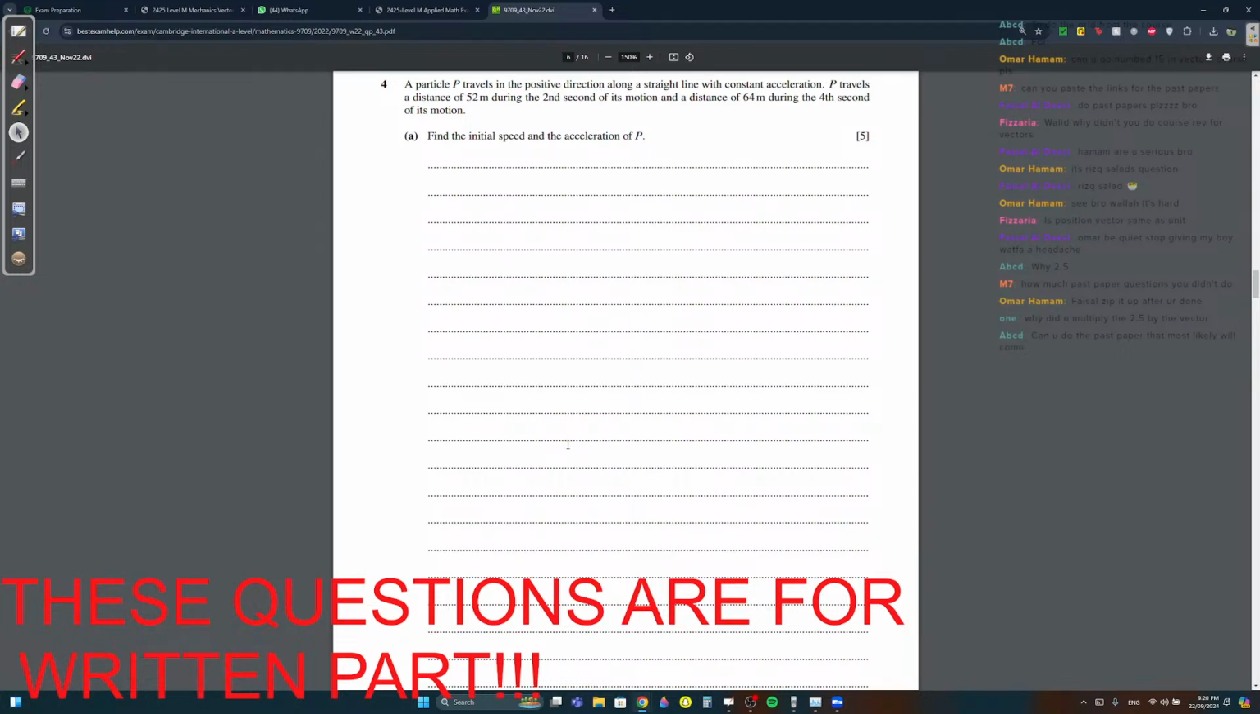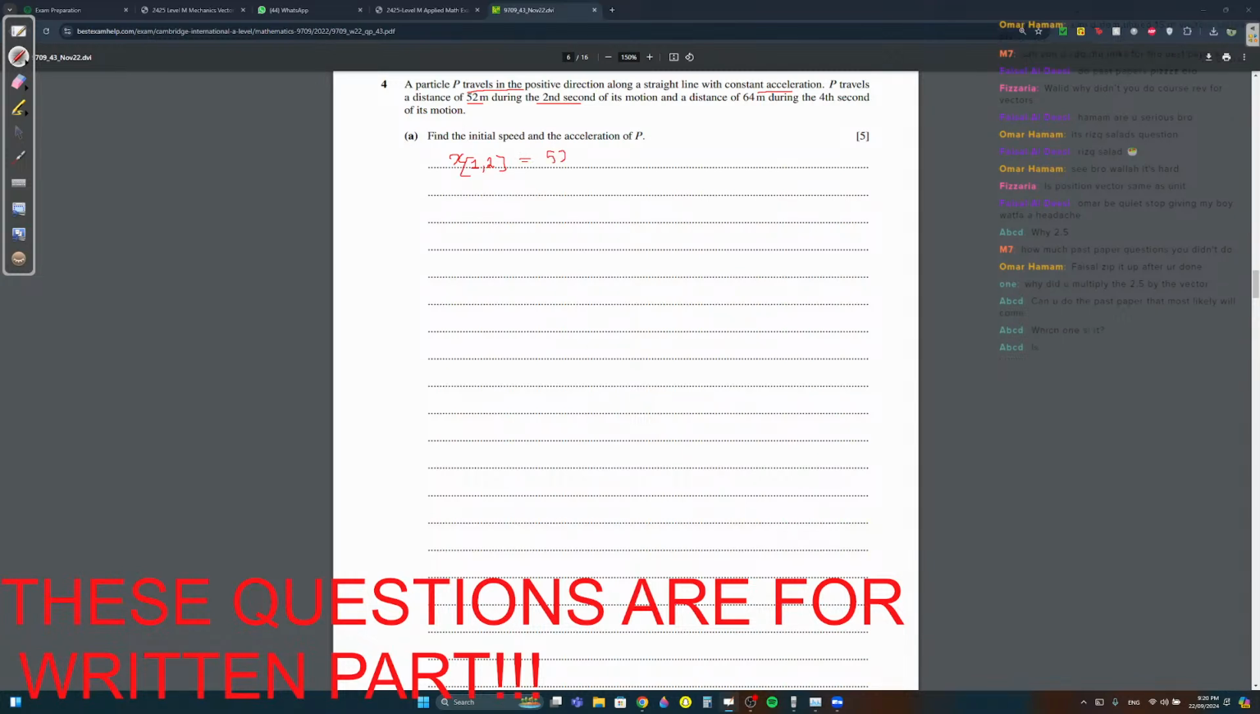Okay. Anyway, question 4. A particle P travels in the positive direction along a straight line with a constant acceleration, constant acceleration UARM. P travels a distance of 52 meters during the second. Whenever you see this, if you do see it tomorrow, during the second or during the fourth second, that means you're going to write this. They mean the second is in between 1 and 2 seconds, okay? So the distance in between the 1 and 2 seconds is 52 meters.